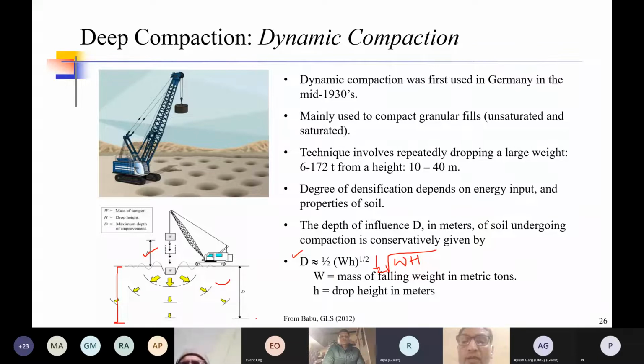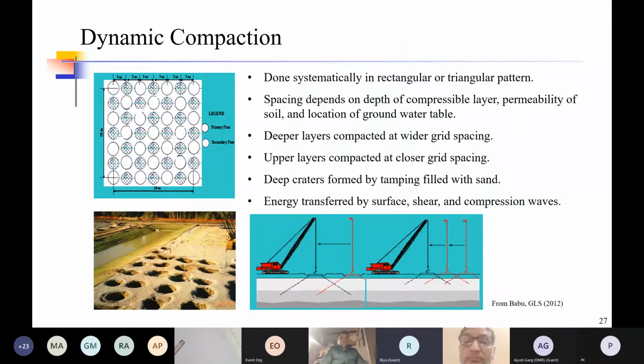Based upon this depth of influence, you also have to decide the grid spacing, like where exactly the next passes will be imparted. So how deep you want to reach will govern your center to center spacing. If you want to reach a greater depth, your center to center spacing needs to be higher, based upon the load distribution mode.